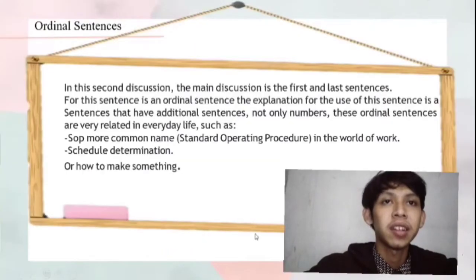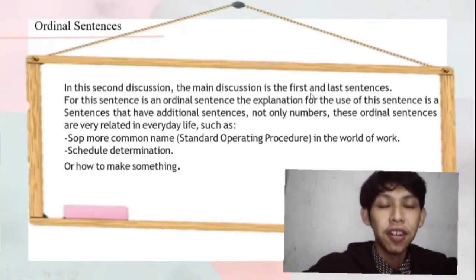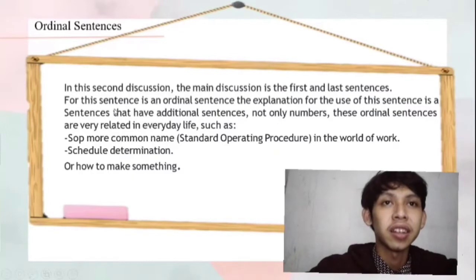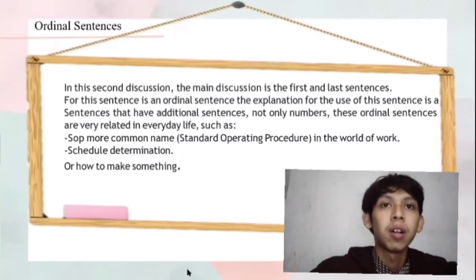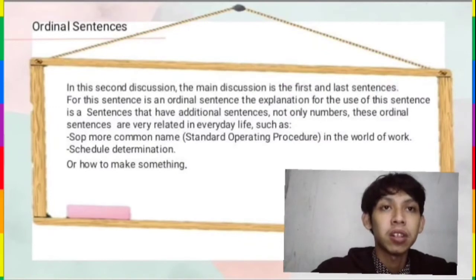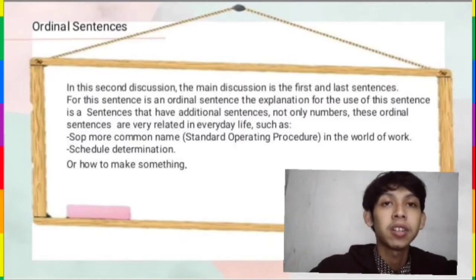In the second part of the discussion, the topic is the first and the last. This sentence is an ordinal sentence. The explanation for the use of this sentence is that it has additional letters. Not only numbers, this ordinal sentence is very related to everyday life, such as SOP, more commonly known as standard operational procedure, in the world of work, and schedule determination or how to make something.